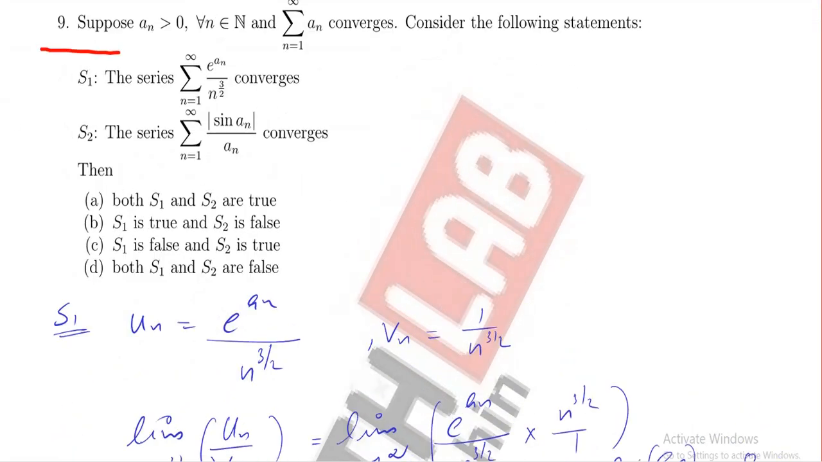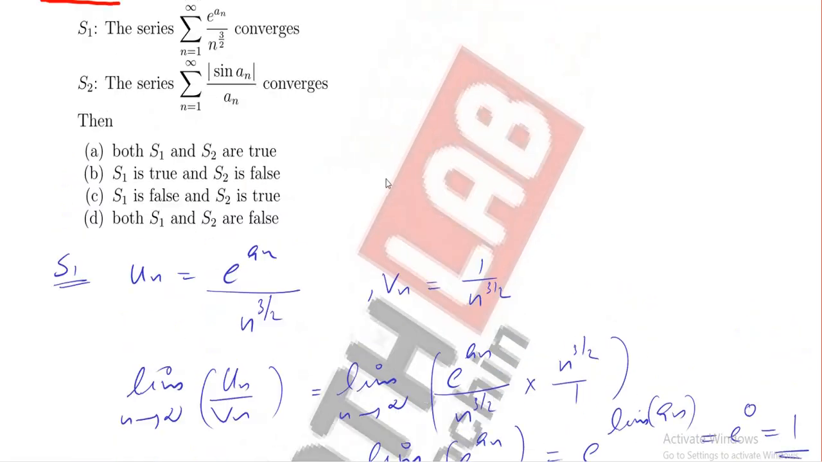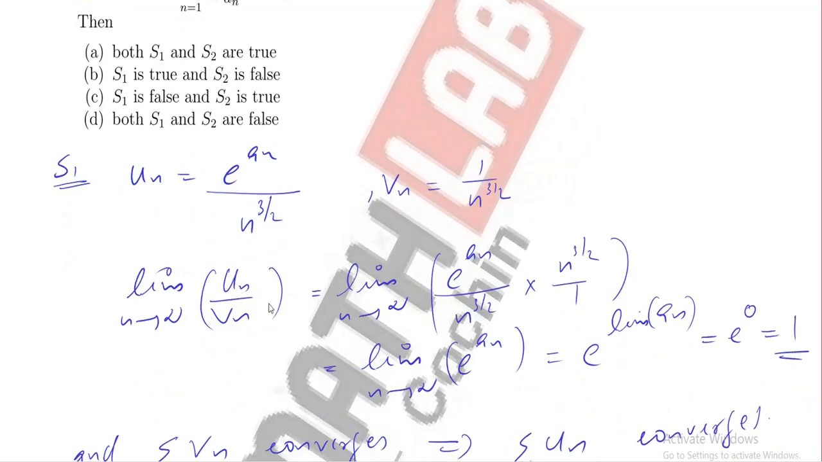Now look at question number 9. It's given that an is a positive term sequence and sigma an converges. Alright. So consider the following series: sigma e to the power an by n to the power 3 by 2. In the first case, there is an easy way: you can choose Vn as 1 by n to the power 3 by 2, and apply the limit comparison test. Limit n tends to infinity un by Vn.